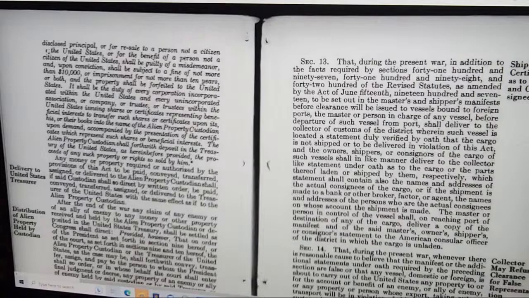Delivery to the United States Treasury. Any money or property required or authorized by the provisions of this act to be paid, conveyed, transferred, assigned, or delivered to the alien property custodian shall, if said custodian shall so direct, by written order, be paid, conveyed, transferred, assigned, or delivered to the Treasury of the United States with the same effect as if to the alien property custodian.